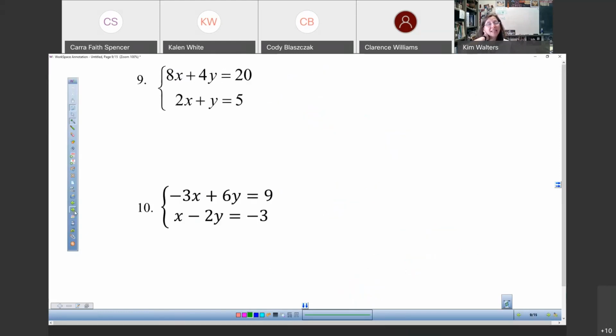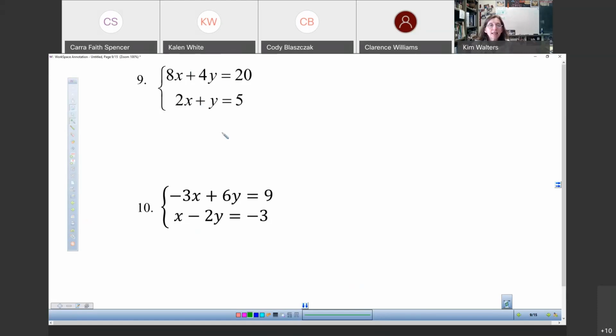Number 9. I'm trying to give you lots of examples of these. I'm sorry, but I just think they're so important. So 8x plus 4y is equal to 20. 2x plus y is equal to 5. Okay. Anybody got a preference out there? I would either solve this one by substitution or by addition. I am open to suggestions. Somebody shout out what you'd rather, shout out on chat or verbally. Which method?